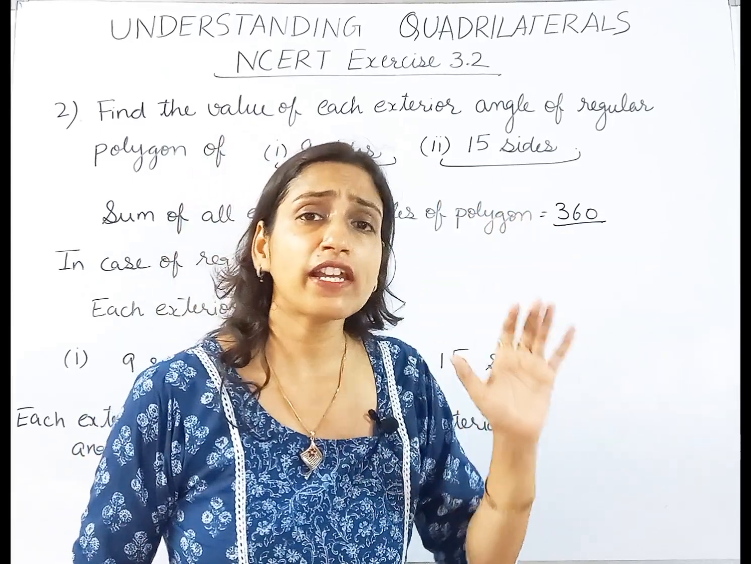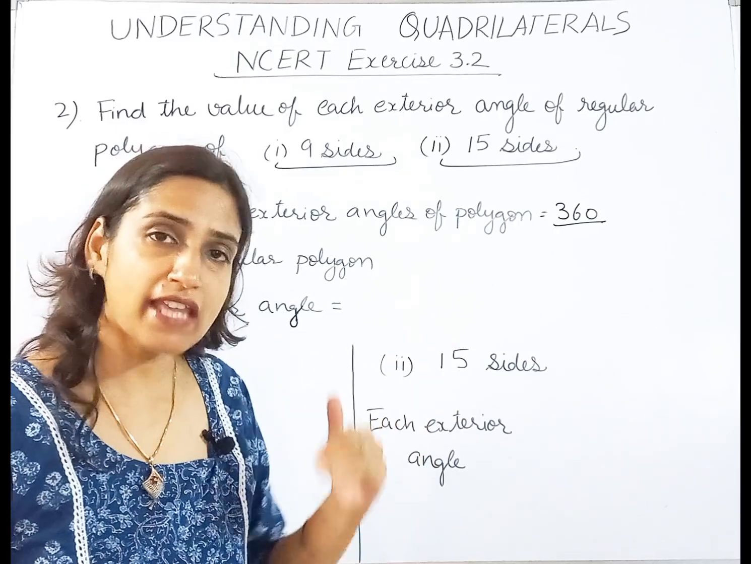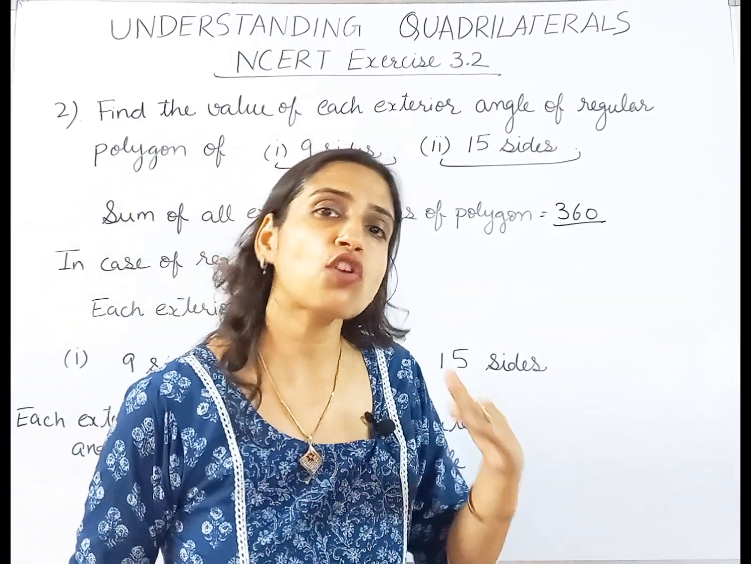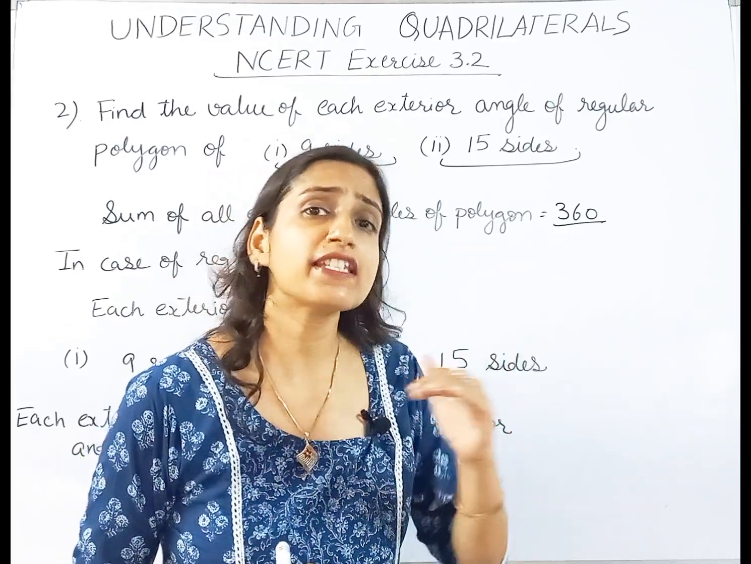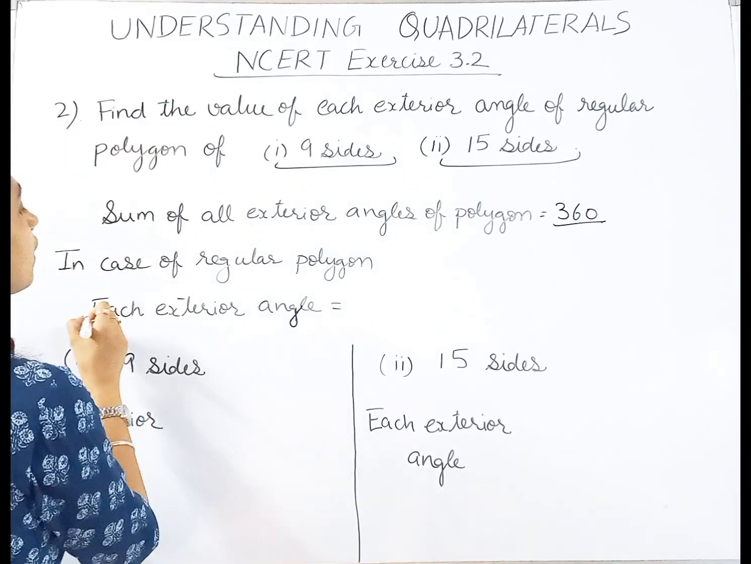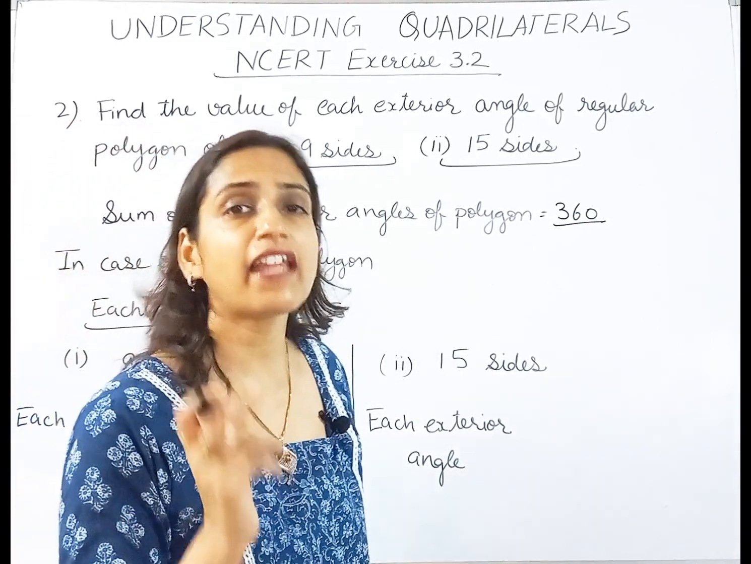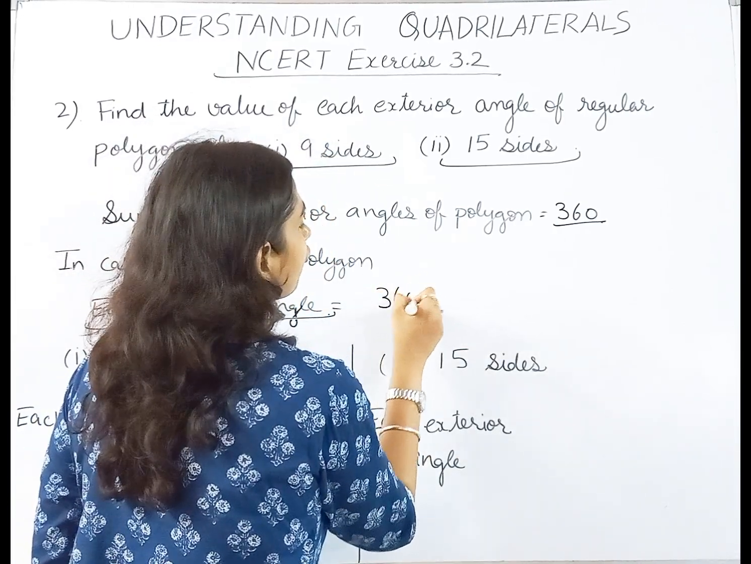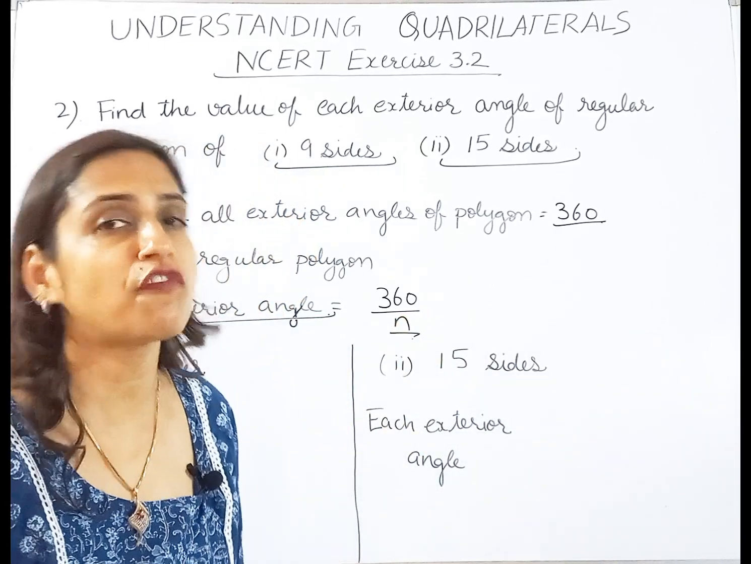Now if the polygon is a regular polygon, it means all the sides and all the interior angles of the polygon are the same. That means all the exterior angles are also the same. So if all the exterior angles of the polygon are the same, then the value of each exterior angle becomes equal to 360 divided by n, where n is the number of sides of the polygon.